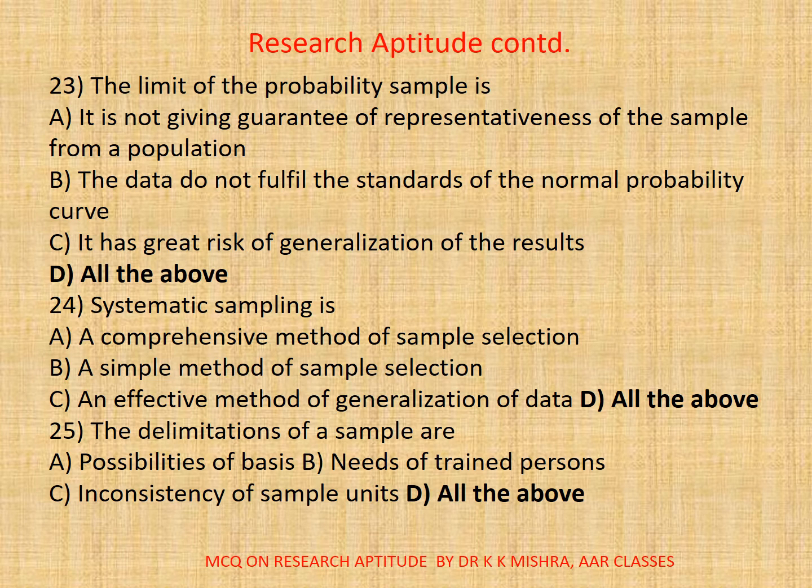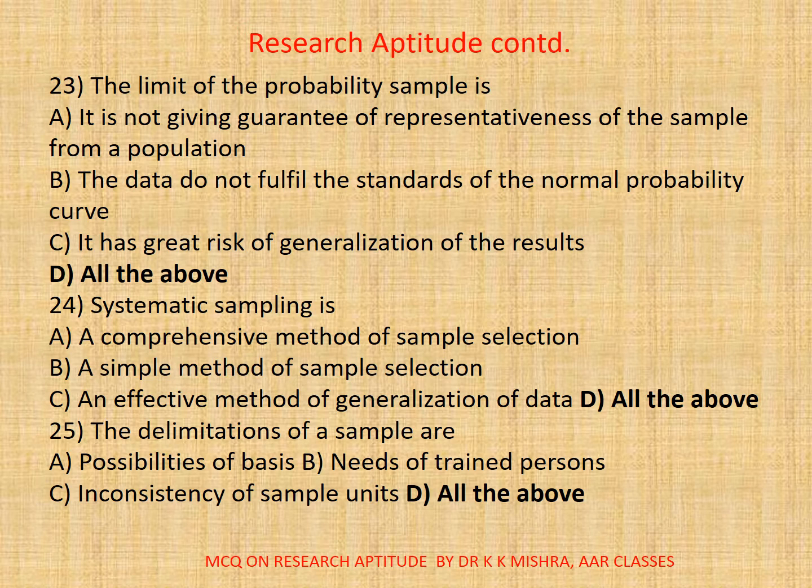23. The limit of the probability sample is A. It is not giving guarantee of representativeness of the sample from a population, B. The data do not fulfill the standards of the normal probability curve, C. It has great risk of generalization of the results, or D. All. The correct option is D. All.